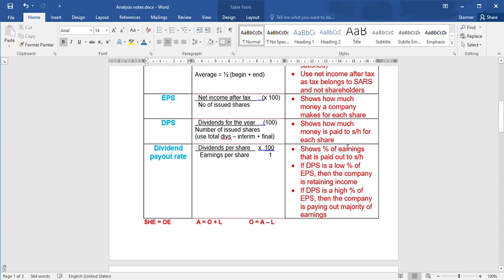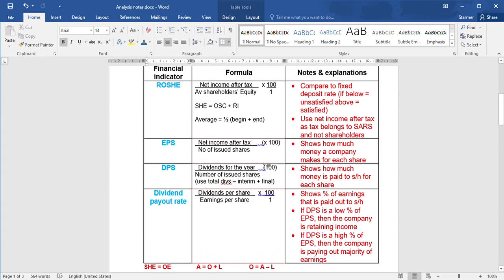Now, if you look at something called the dividend payout rate, that will tell you how much of the earnings here the company is paying out to shareholders in the form of dividends. So you take your dividends per share over your earnings per share, and you want a percentage, so you times by 100. So this shows a percentage of earnings that is paid out to shareholders. Now, if dividends per share is low, then it means the company is retaining income.